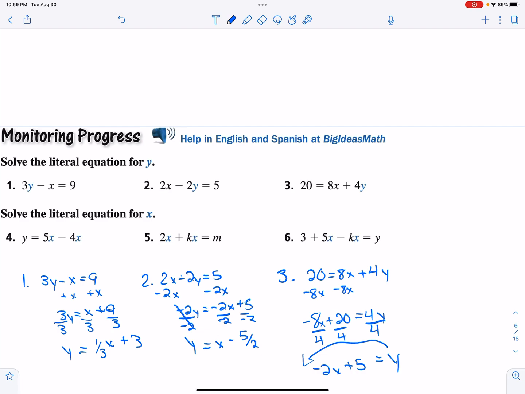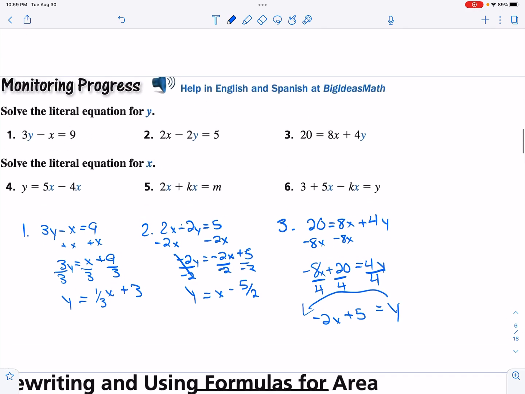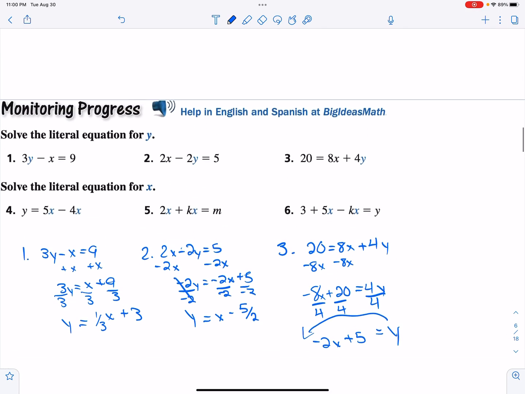Okay, numbers 4, 5, and 6, again, they're a little more work, but we're just going to use that reverse distribute step. So I'll do number 4 up here. We have y equals 5x minus 4x. Now, if we look at this one, instead of trying to factor 5 and 4 out, these are like terms. 5x minus 4x is just x. So I've officially isolated the x just because x is by itself and its coefficient is 1.